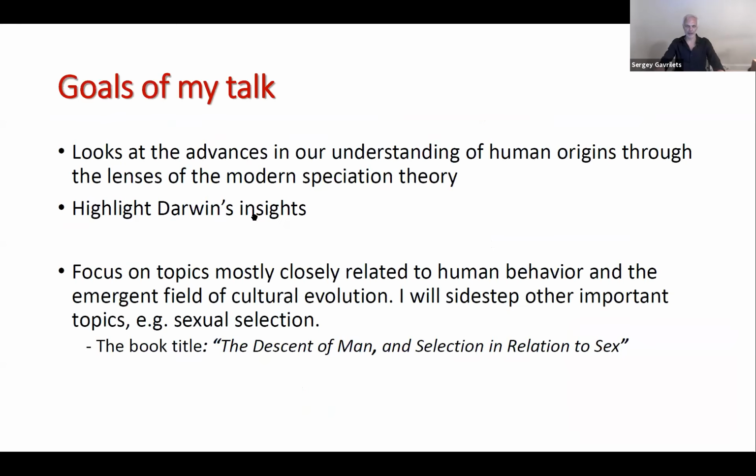So what I want to do today is to look at the advances in our understanding of human origins through the lenses of modern speciation theory. And in doing this, I will highlight some of Darwin's most important insights. I want to say right away that his book is very rich, and there are many interesting and controversial topics there. I will not be trying to cover everything. I will just be looking at topics related to human behavior and also to the emerging field of cultural evolution. So I will skip a number of important topics, for example, sexual selection, which takes almost half of his book.